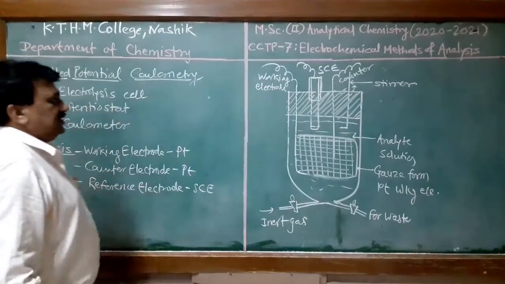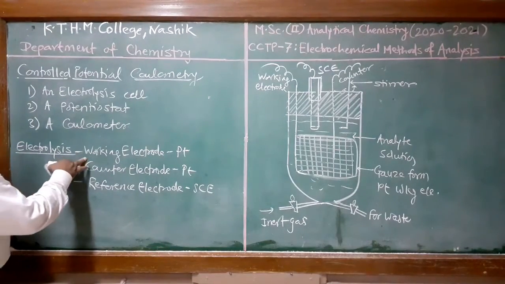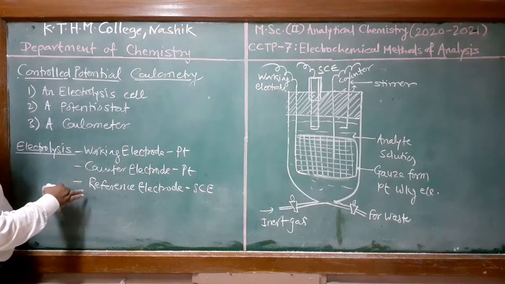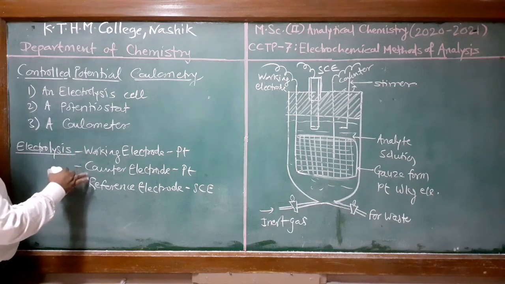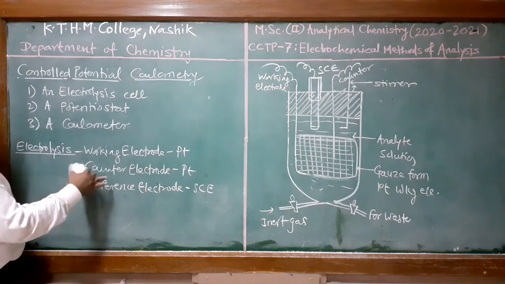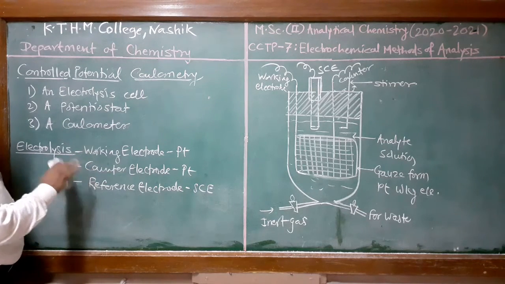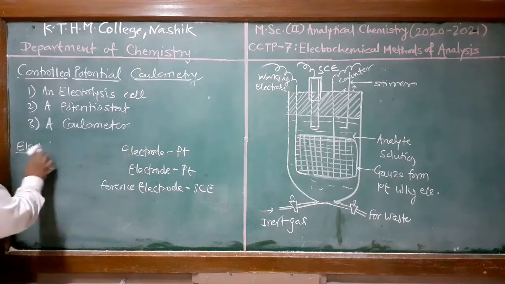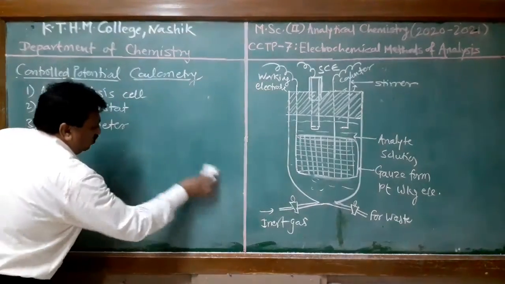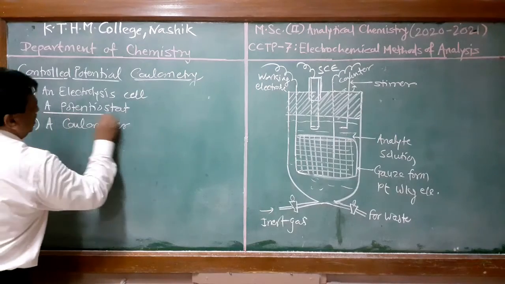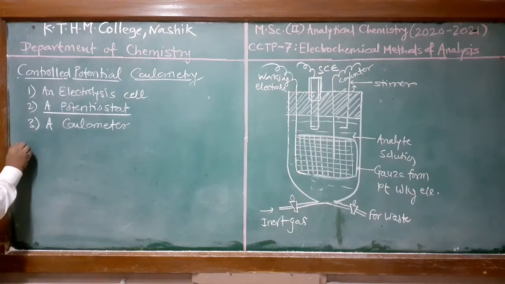Therefore, the electrolysis cell consists of a working electrode, counter electrode and reference electrode. All these three electrodes are placed in a glass vessel containing the analyte solution. Now, second is the potentiostat. What is a potentiostat? A potentiostat is a device.